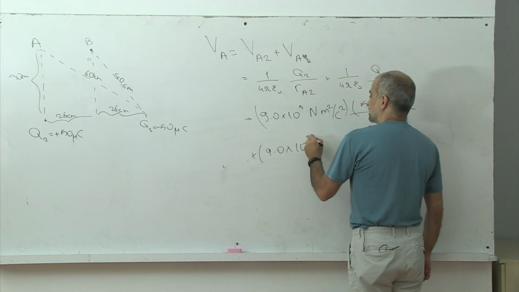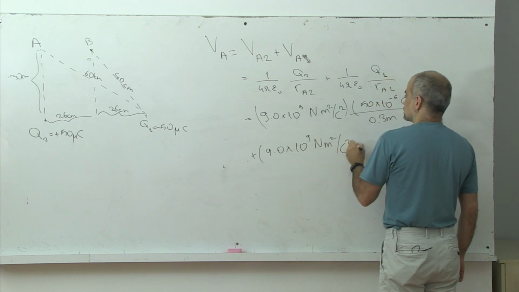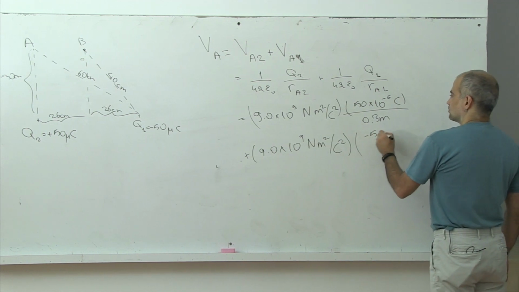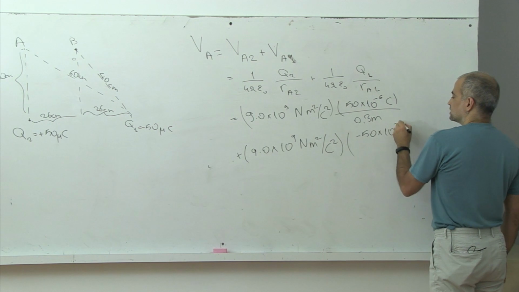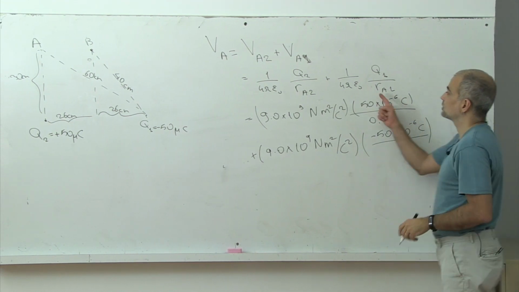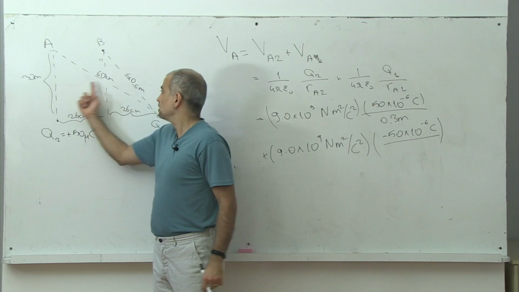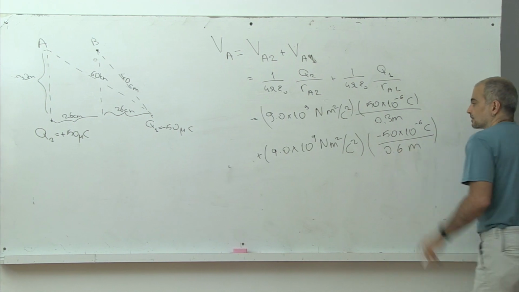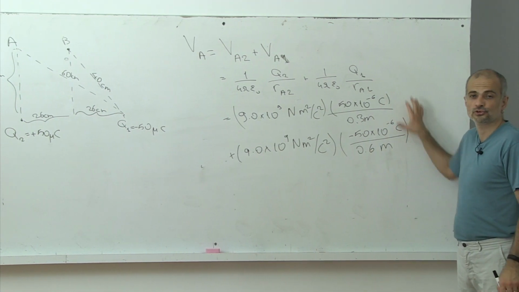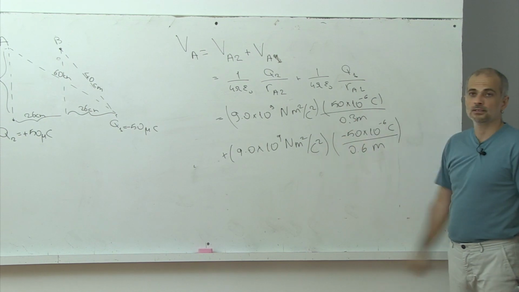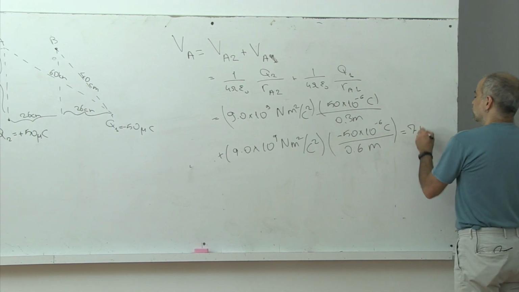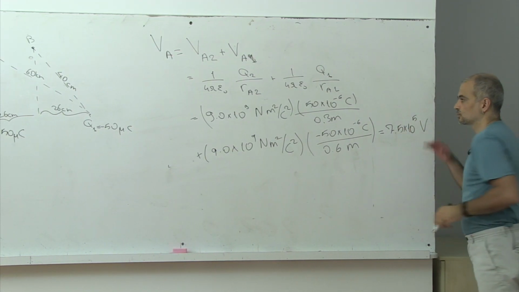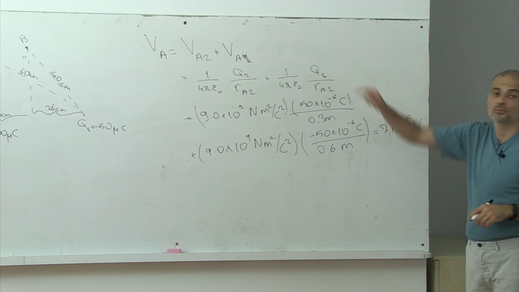9.0 times 10 to the power 9 Newton meters squared per coulomb squared. Q1 is minus 50 microcoulombs, so minus 50 times 10 to the power minus 6 coulombs. And the distance of Q1 from the point A is around 60 centimeters, so 0.6 meters. So these are the potentials created by each one of those charges separately. And if you just calculate these numbers, you will see that this is 7.5 times 10 to the power 5 volts. So this is the voltage of the point A.